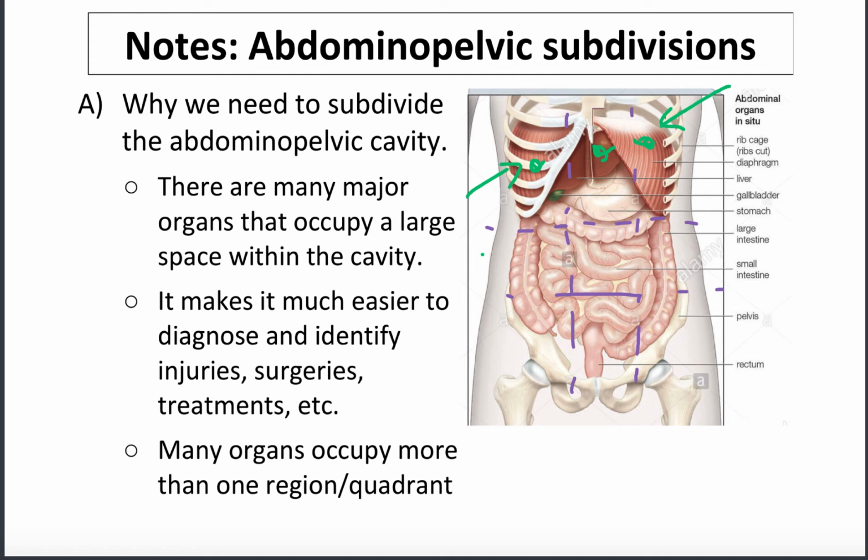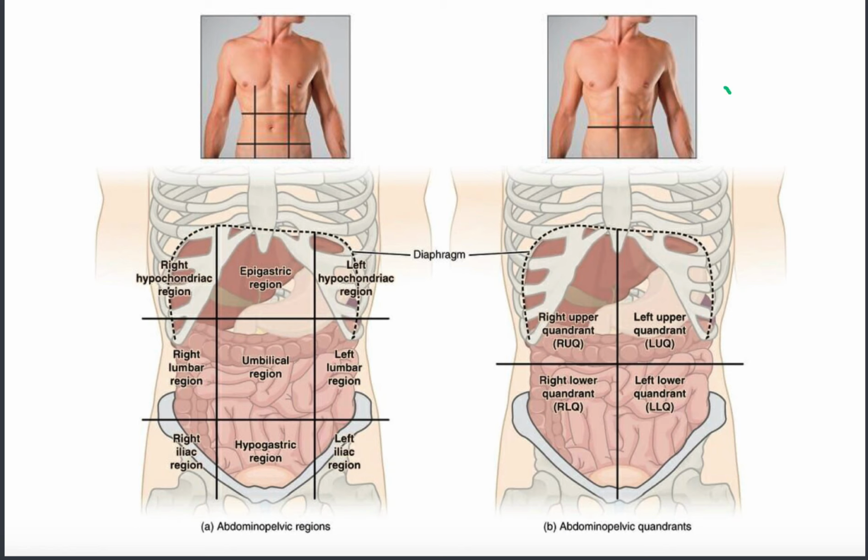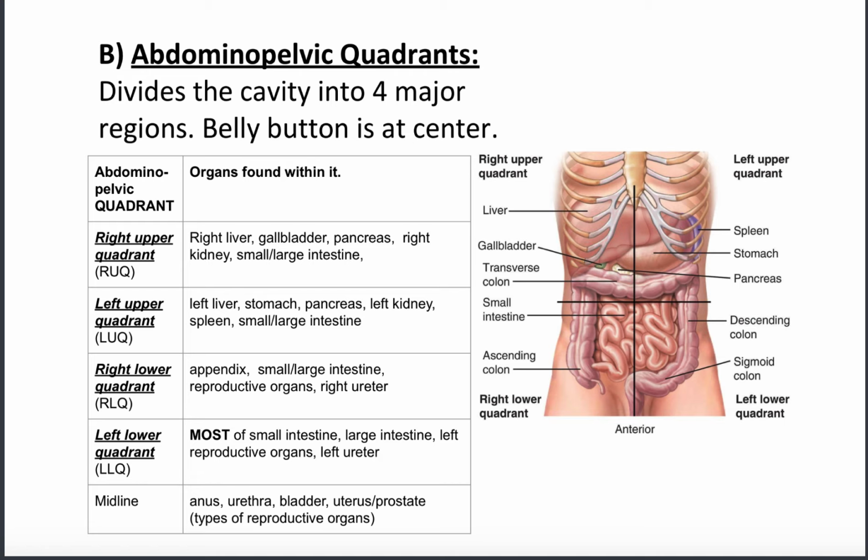All right? And like I mentioned with the liver, how it spans many regions, many organs actually occupy more than one region or more than one quadrant in any given system. All right, so these are the two types of breakdowns. We have the quadrant system, abdominopelvic quadrants, and then we have the region system, abdominopelvic regions. So there's 4 quadrants and 9 regions. Now, for the quadrant system, they actually have the best names because they're very intuitive. You have the right upper quadrant, the left upper quadrant, the right lower quadrant, and the left lower quadrant.